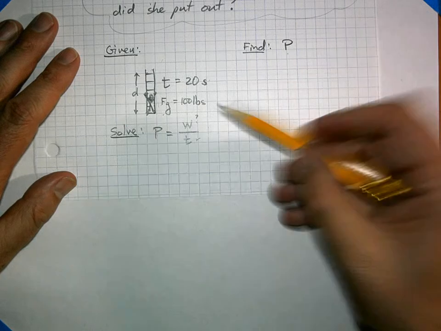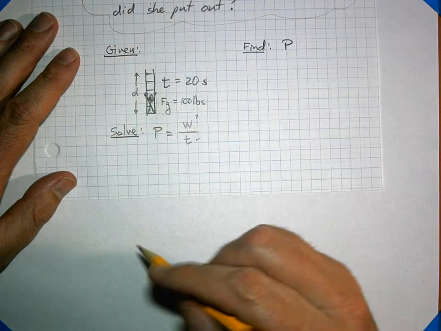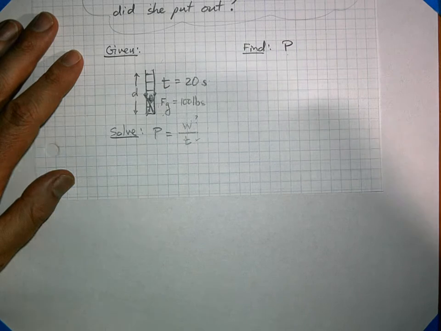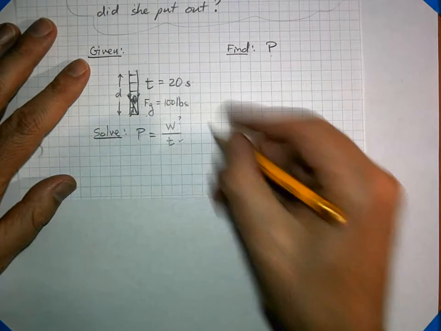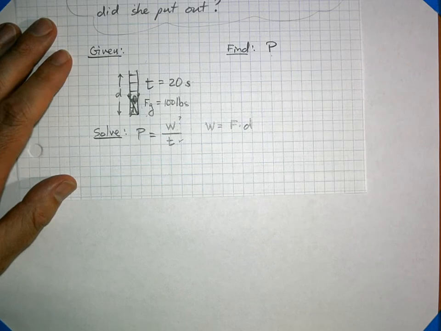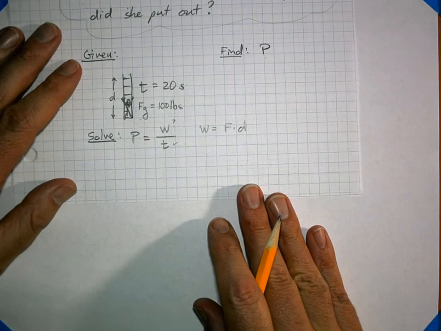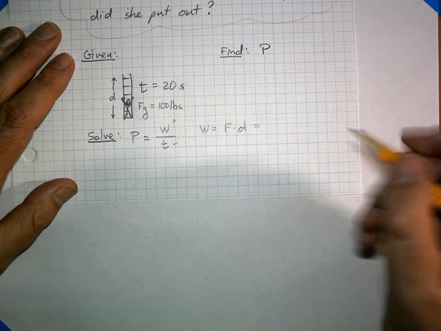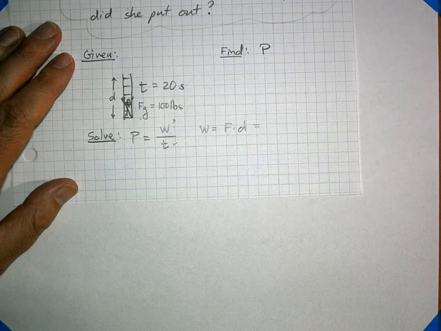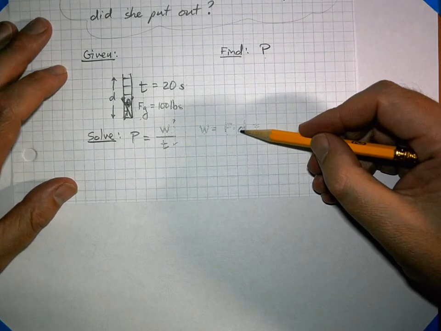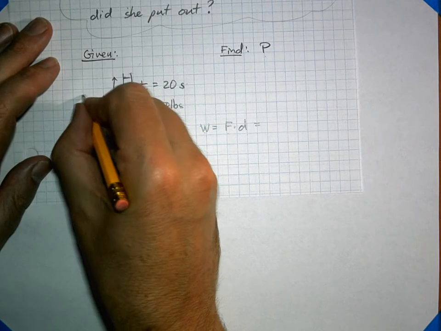But we do have a formula for work, don't we? What is the formula for work? Anybody? Say it. Just say it out loud. What's the formula for work? That's right. Work equals force times distance. And in this case, the force is the force of gravity. 100 pounds. Wait a minute. I forgot to put, the distance is 3 meters over here, sorry.